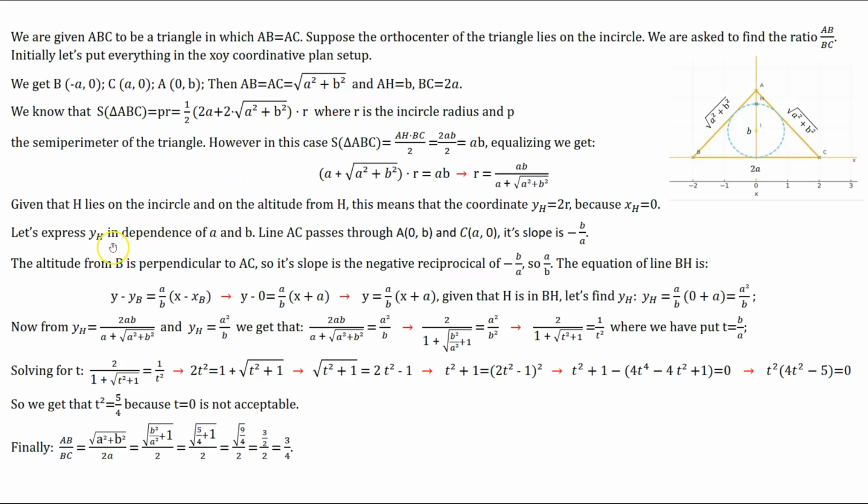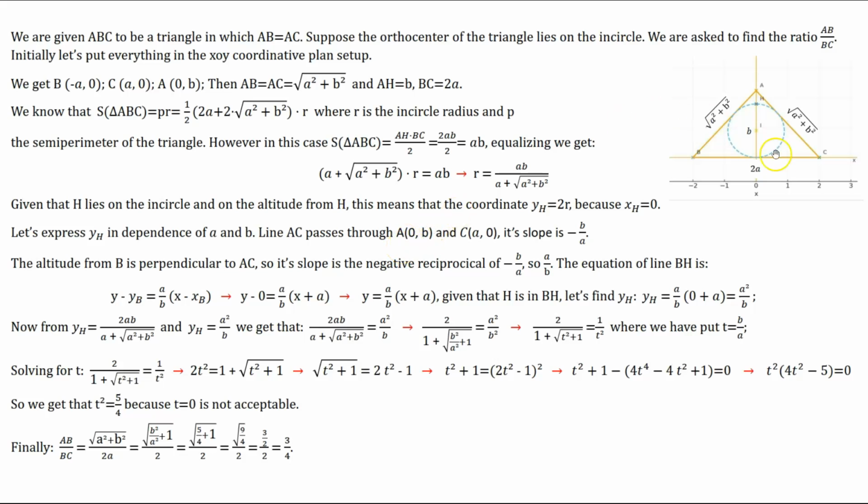Now, we can express y_H, which is the y coordinate of point H, the point where the altitude from A touches the incircle with center I, and on the altitude, so we said that we can express y_H in dependence of a and b. Now we have that line AC passes through 2 points.